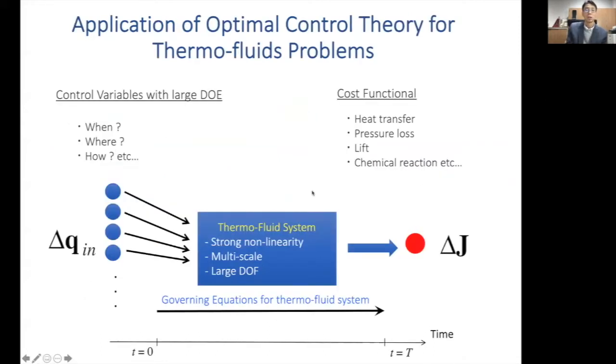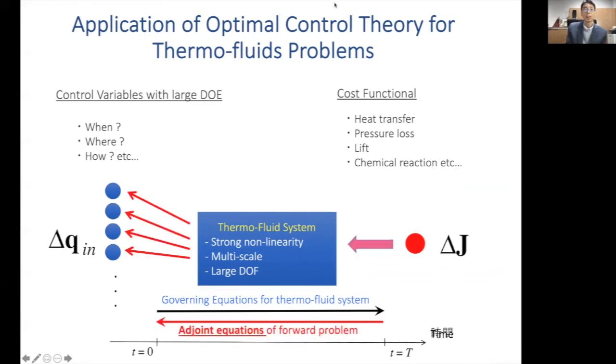So this is some schematic. We have a huge degree of freedom for the control input, and that is the input for our system. And then our flow system has a strong nonlinearity, multi-scale nature, and a large degree of freedom. So basically, it's very difficult to predict the performance. If you do a simulation for a specific control input, you can get the performance. But we don't know the optimal input yet.